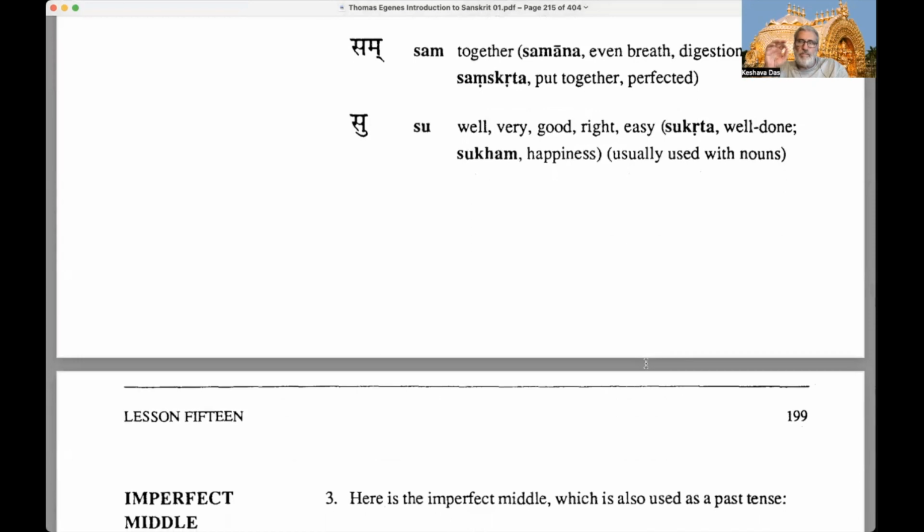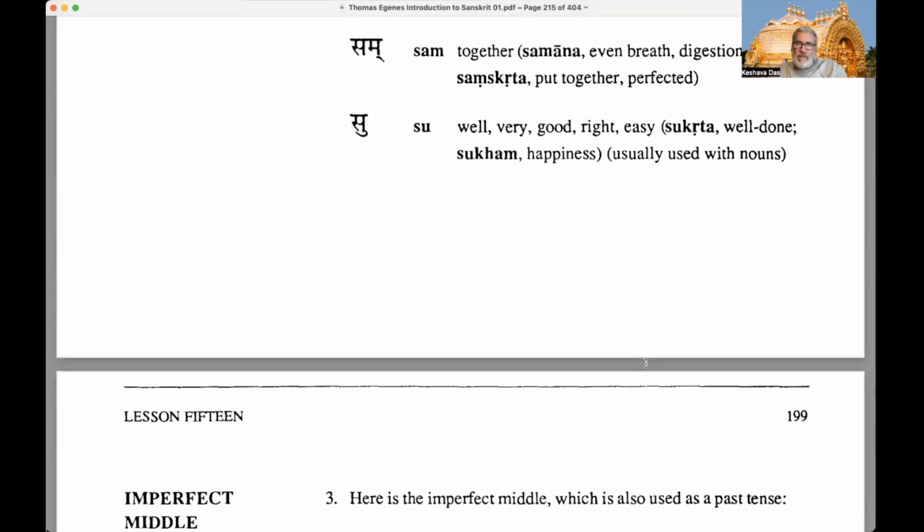So then we have su, like dus. Su is the opposite of dus. So su can be good, well, right, very easy. Sukrita, well done, right? Again, we have that krita. Sukrita instead of samkrita. Samskrita, we notice, interestingly enough, that the s comes in there after sam as a type of Sandhi. I'm not sure why. But anyway, it becomes Samskrita. But anyway, in su, we have sukrita, well done.